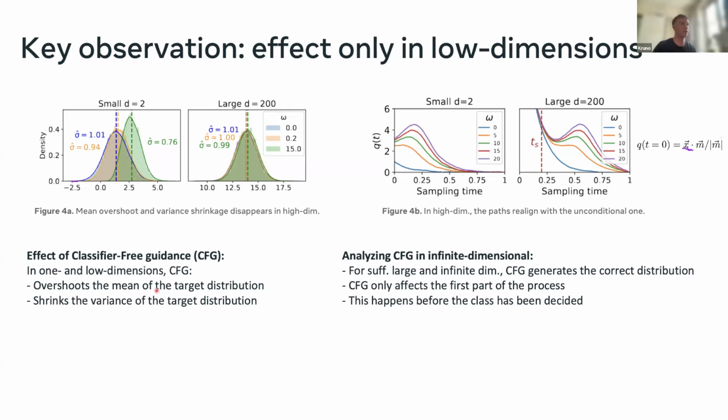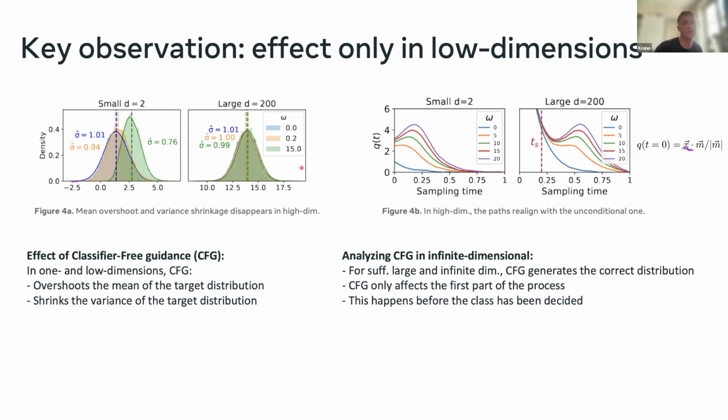Now, I just want to make clear that there are still some applications in which having the mean larger and the variance smaller is beneficial. In this case, classifier-free guidance can still be beneficial. But from our point of view, where we want to generate the correct target distribution, which corresponds to just this one bump, classifier-free guidance is not going to work. But in large dimensions, this effect is going to diminish and we're going to generate it.